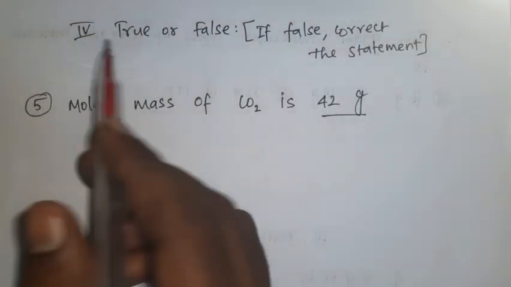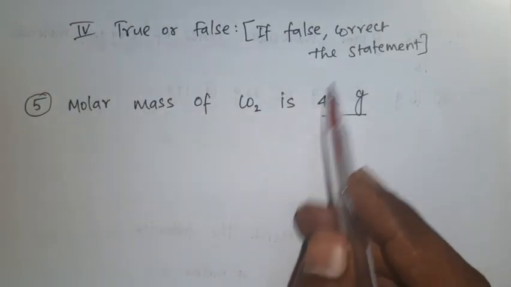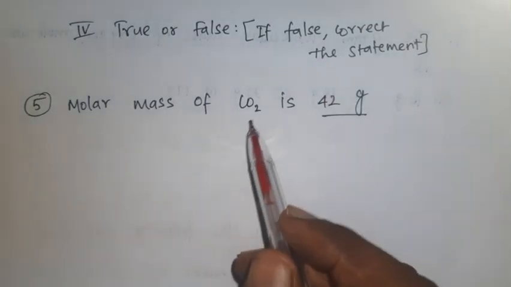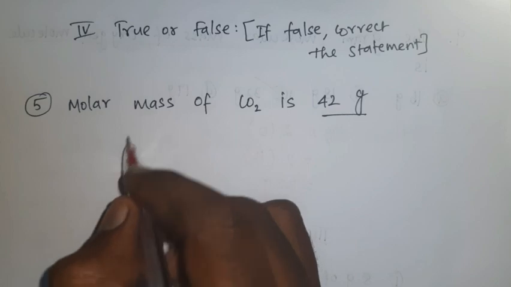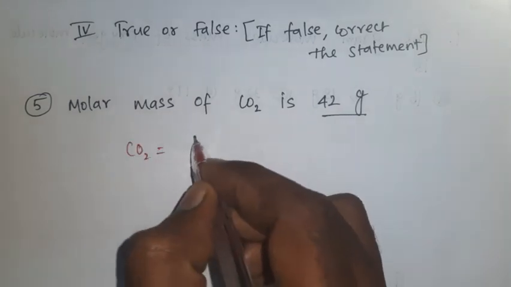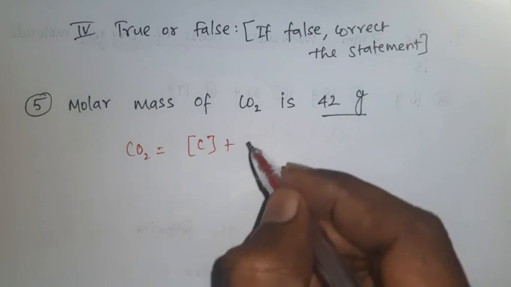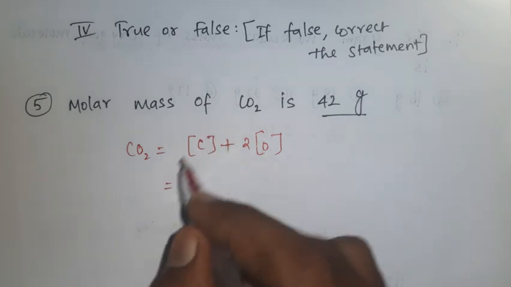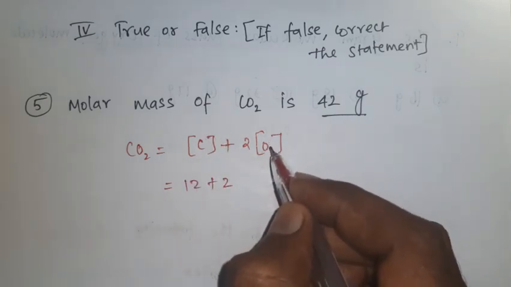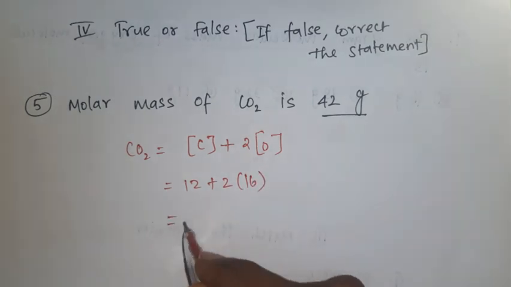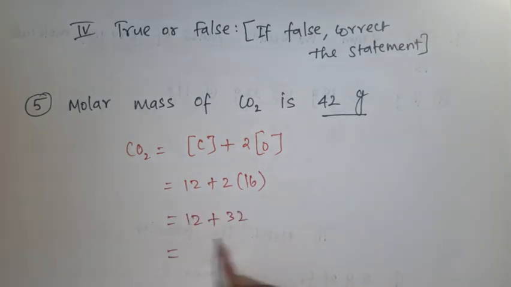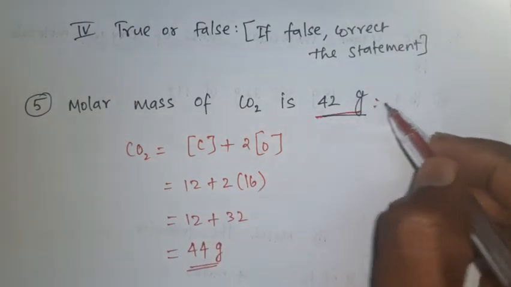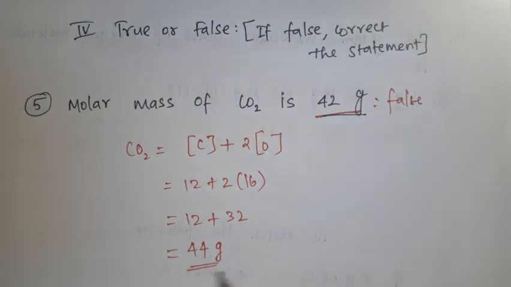Next, fourth Roman letter, true or false. If the given statement is false, we have to correct it. Molar mass of CO2 is 42 gram. Calculate the molar mass. CO2 you can write as C, atomic mass of carbon, plus 2 into atomic mass of oxygen. Atomic mass of carbon is 12 plus 2, atomic mass of oxygen is 16. So 12 plus 2 16s are 32. If you add together, you will get 44 gram. But the statement says 42 gram, so this is false. The correct molar mass of CO2 is 44 gram.